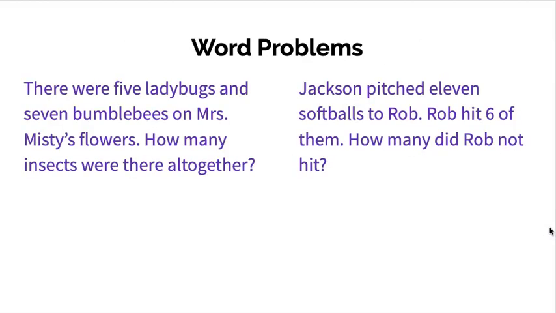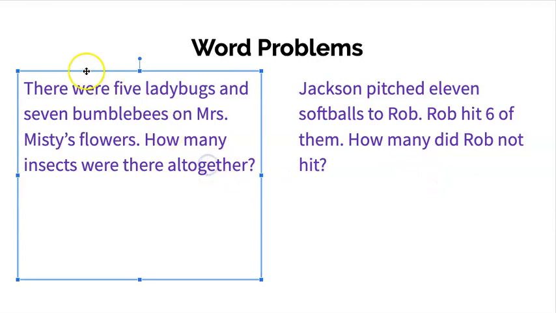All right, we're going to keep working on that later. Here's some word problems. These are easy peasy. Let's look at the first one. It says there were 5 ladybugs and 7 bumblebees on Mrs. Misty's flowers. How many insects were there all together? Your key words, all together. Does that mean we add or subtract? All together means we add.